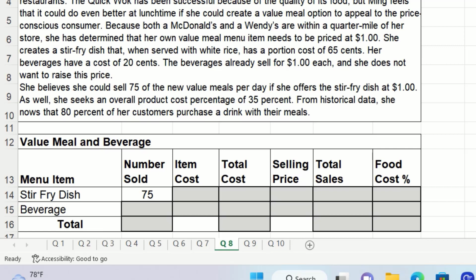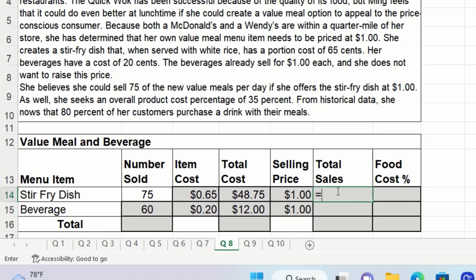From historical data, she knows that 80% of her customers purchase a drink with their meals. All right, so 80% of our guests have a beverage. Okay, so if we sell 75 stir-fry dishes, 80% of our guests are going to get beverages. So we know we're going to sell 75 stir-fry and 60 beverages. Now our items cost 65 cents for our stir-fry and 20 cents for our beverages. That's going to give us a total cost, if we sell 75 times the 65 cents, of $48.75. Let's do the same thing for our beverages, 60 multiplied by the 20 cents. We're going to sell both of these for $1.